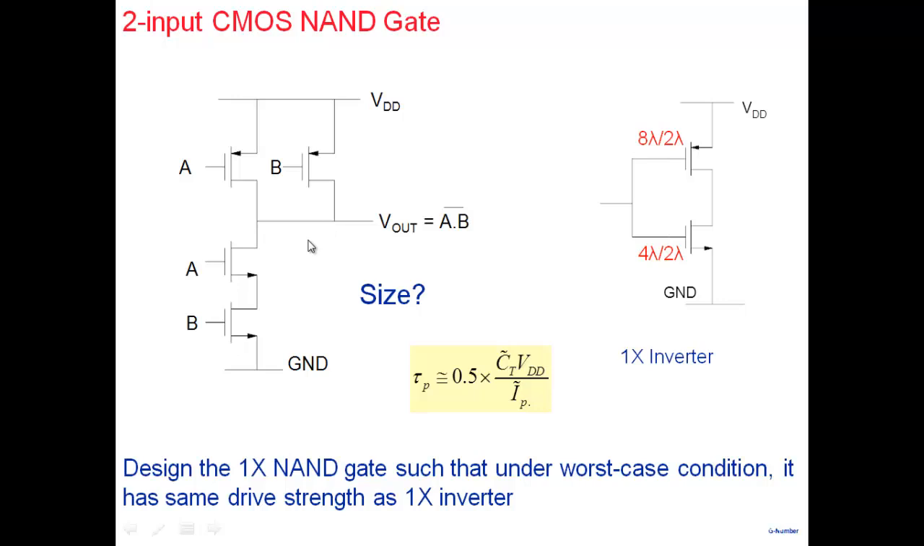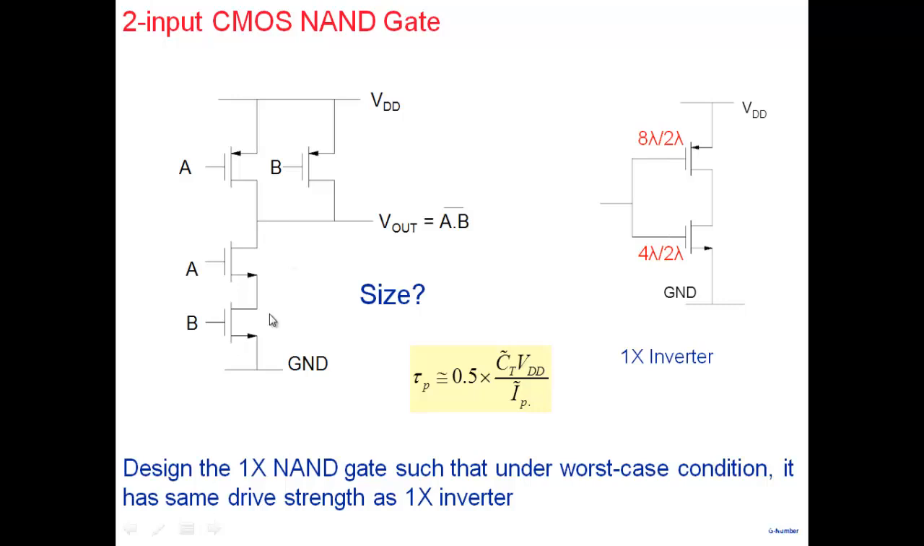So the worst case condition for the pull-up network is either transistor A is charging my capacitance or transistor B is charging my capacitance. If I want to maintain the same strength as this, well, the strength of this is because of size 8 lambda by 2 lambda. So it's obvious that under worst case condition, I should choose the size of the PMOS also as 8 lambda by 2 lambda. Then it has the same drive strength as this. So that's rather straightforward. How do I choose the size of the PMOSs? Just choose it as 8 lambda by 2 lambda, both of them.